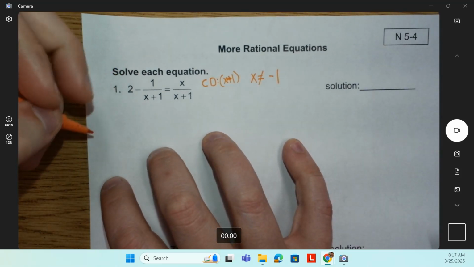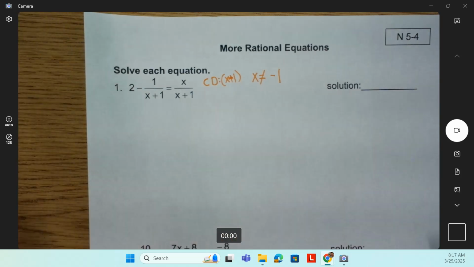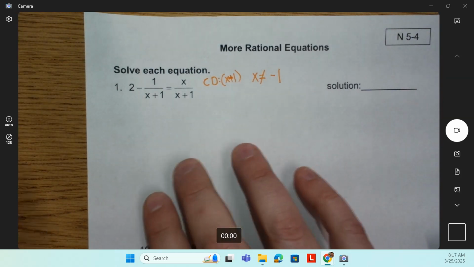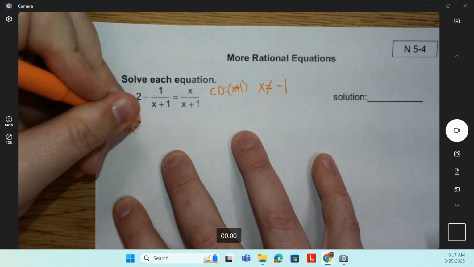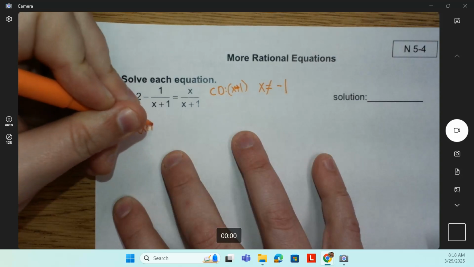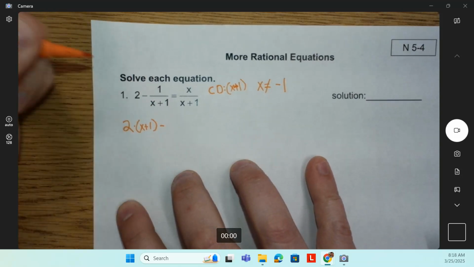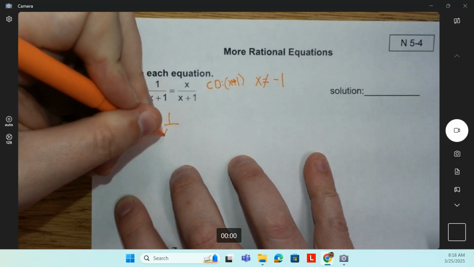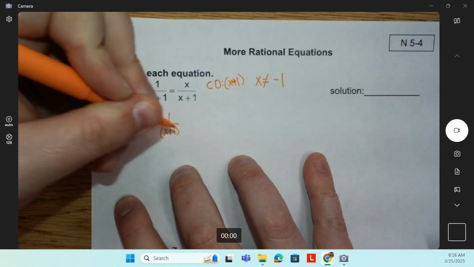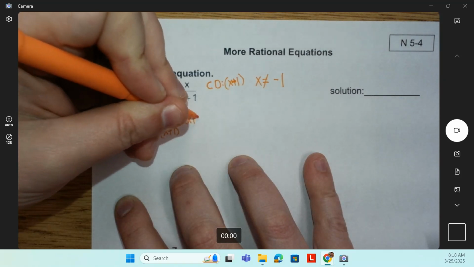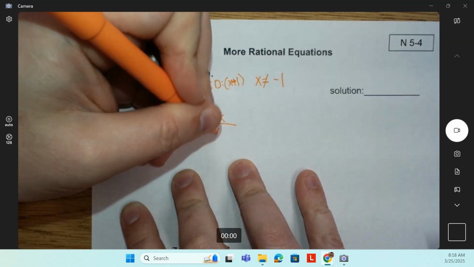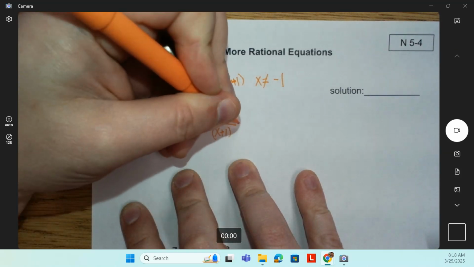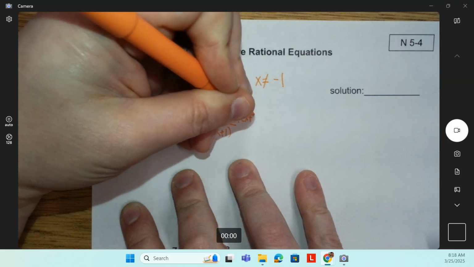The way we're going to do this is I will multiply each piece of those by x plus 1. So for the 2, I'll do 2 times x plus 1, minus 1 over x plus 1 times x plus 1, equals x over x plus 1 times x plus 1.